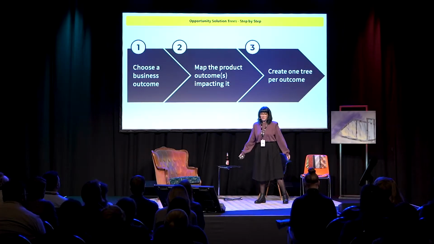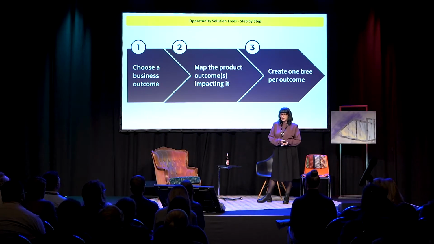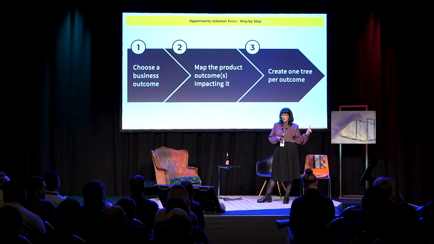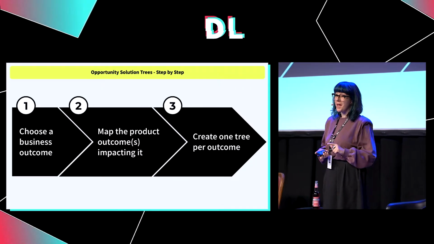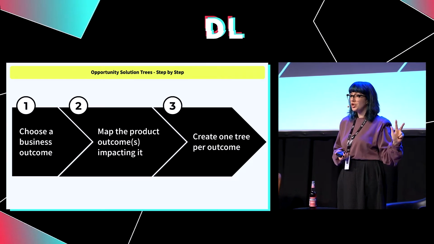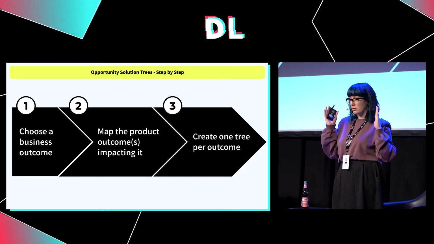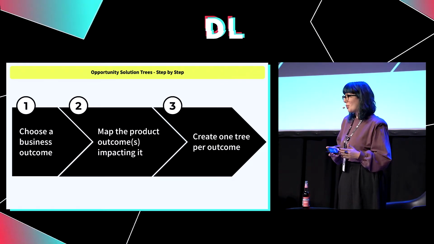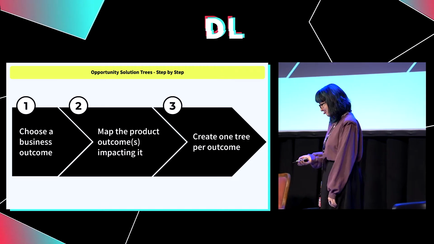So, at the level of outcomes, doing that step by step, we will first choose a business outcome. Then we'll map all the product outcomes which are impacting it. And last but not least, we will create a single opportunity solution tree for each product outcome because we want to be focused and we don't want to get distracted.